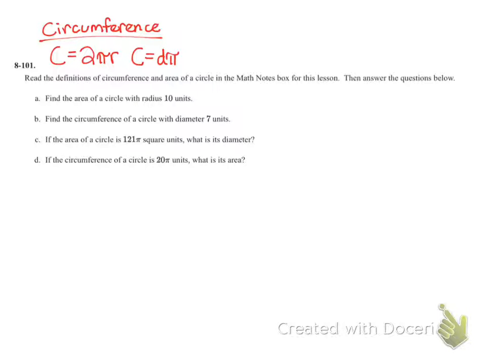Okay, and then there's also one for area. Remember that area is units squared, so that can give you a general idea of what you're going to be doing to the radius, which is squaring it. So the area of a circle, oh, that is sloppy. Let me try that again. The area of a circle is pi r squared.